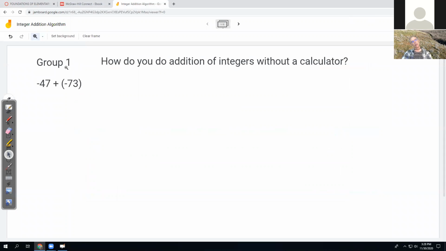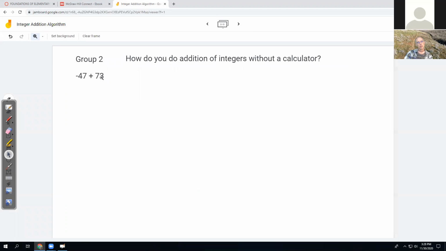So I'm gonna have a group 1, and you all have the same kind of question at the top. How do you do addition of integers without a calculator, but you have slightly different problems. So group 1 is gonna take -47 plus -73. Group 2 is gonna take -47 plus 73, and group 3 is gonna take 47 plus -73.